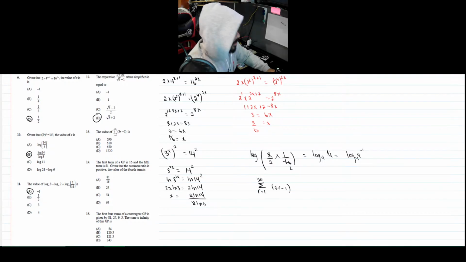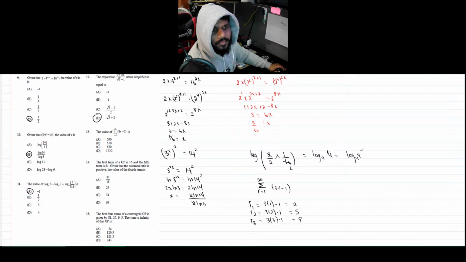I calculate my first term. T1 is when R is 1, which will be 3 into 1 minus 1. 3 minus 1 is 2. T2 is when R is equal to 2. 3 into 2 minus 1. 3 2s are 6. 6 minus 1 is 5. T3 is when R is 3. 3 3s are 9. 9 minus 1 is 8. So I can see we are forming an AP here with first term 2, common difference 3. So A is 2 and D is 3.